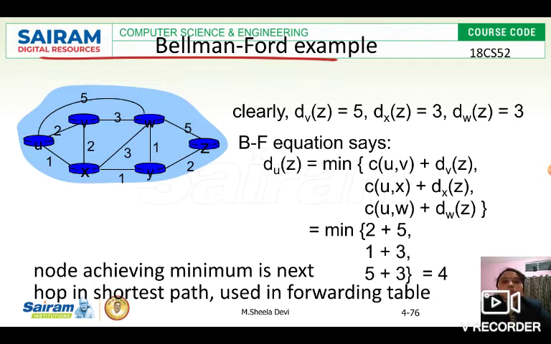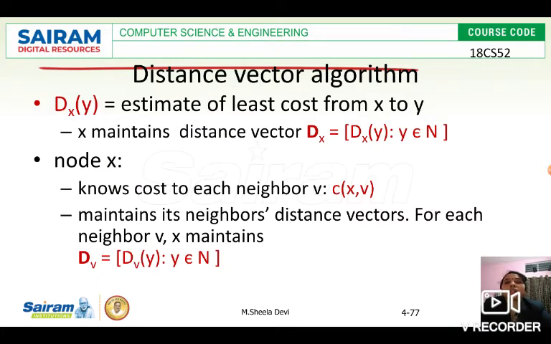So if I see that, 2 plus 5 is 7, 3 plus 1 is 4, 5 plus 3 is 8. So which is minimum here? It is 4. Which is the best path here? The minimum path, what is that? That is u to x and x to z. So 1 plus 3, that is 4. So this is how we are calculating. Yes, see here, distance from x to y is equal to estimate of the least cost from x to y.